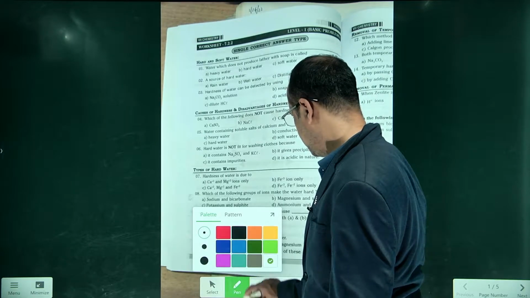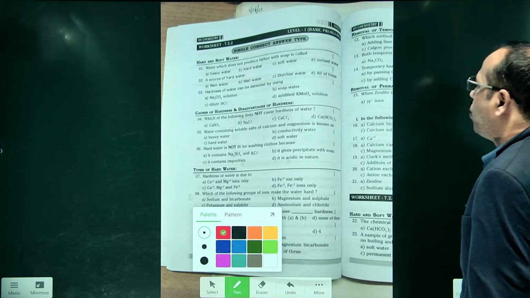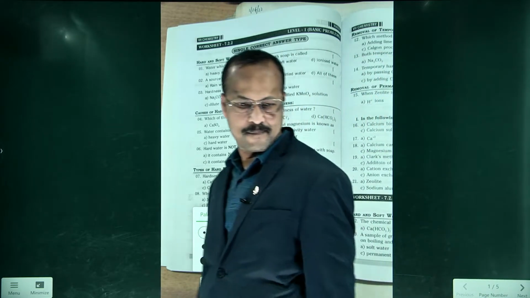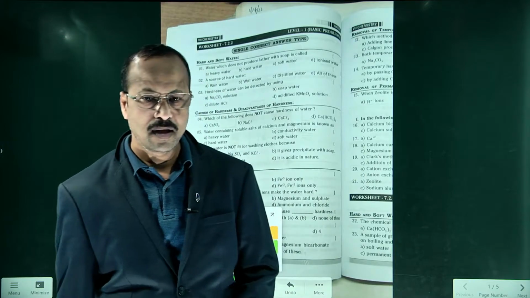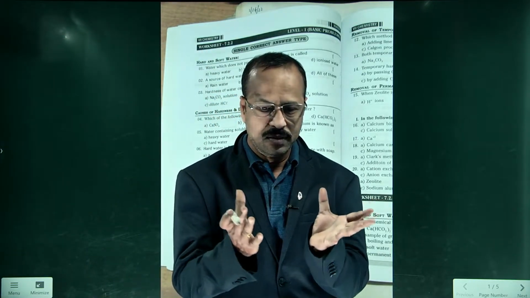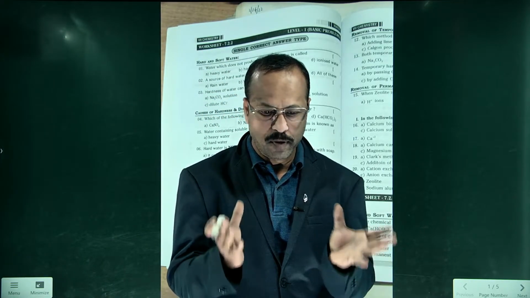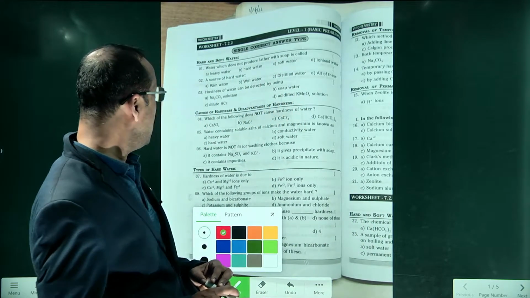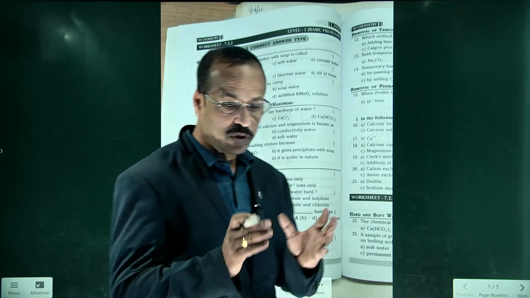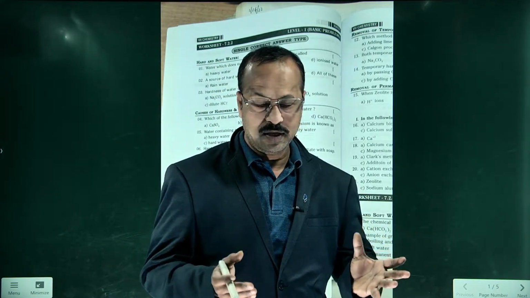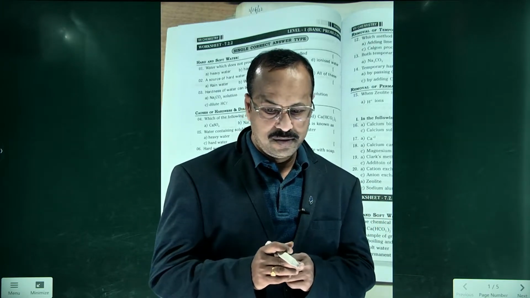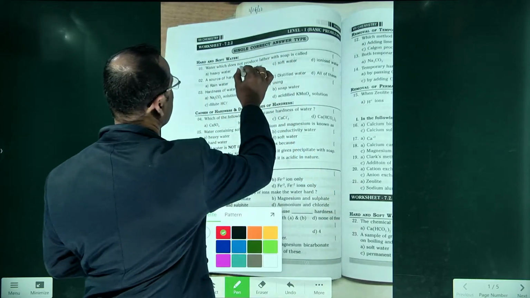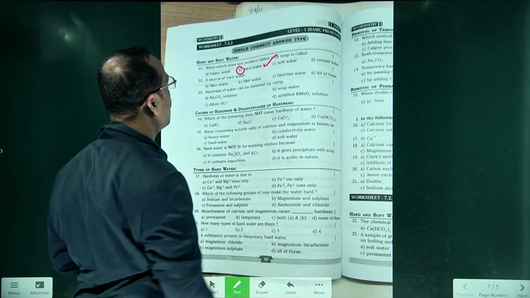Let's read one by one. First one. Water which does not produce lather with soap is called. Lather means what? Foam. Bubbles. Right. Very good boy. So which water? Soft water means pure water that produces a lot of foam. So what is the answer? Hard water, sir. Hard water is the right answer. So tick the hard water.